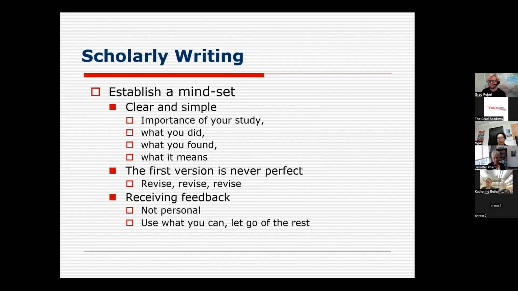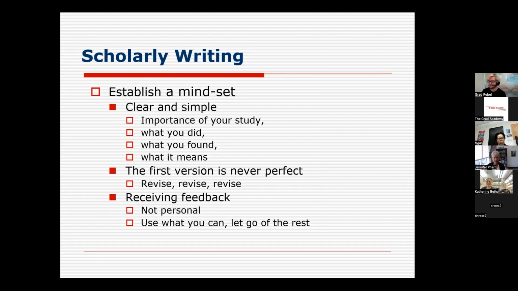We write the first draft of maybe the prospectus of our thesis or our dissertation. We send it to our chair. They're going to send it back with feedback. We're going to revise and send it back to them. They're going to send it back to us with more revisions to be addressed, right? So this is going to be this back and forth process.